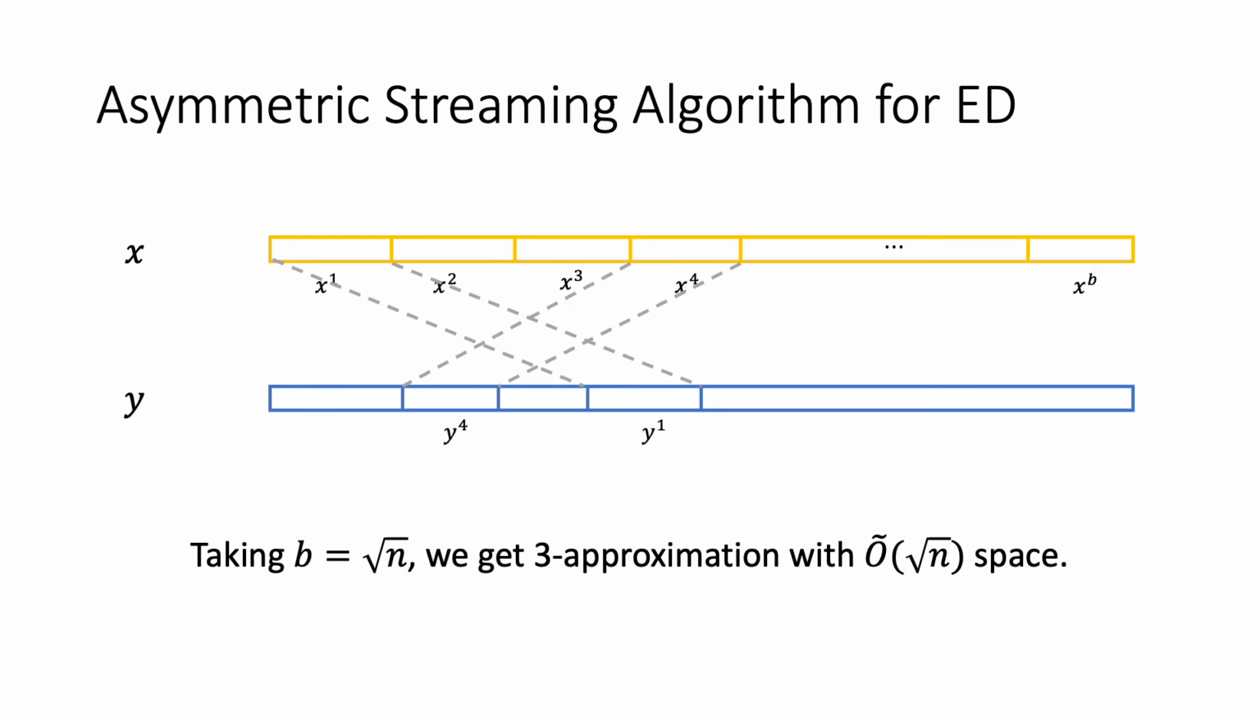If we take b equal to square root n, then each block Xi would have length roughly square root n. Thus, with roughly square root n space, we can find for each block Xi a substring in Y, say Yi, that is closest to Xi in edit distance. So we only need to remember the starting and ending point of this Yi, and also the edit distance between Xi and Yi. Thus, this can give us the 3-approximation of edit distance between X and Y with roughly square root n space.